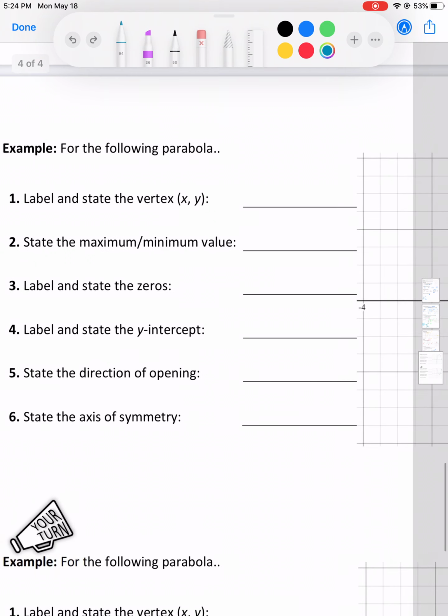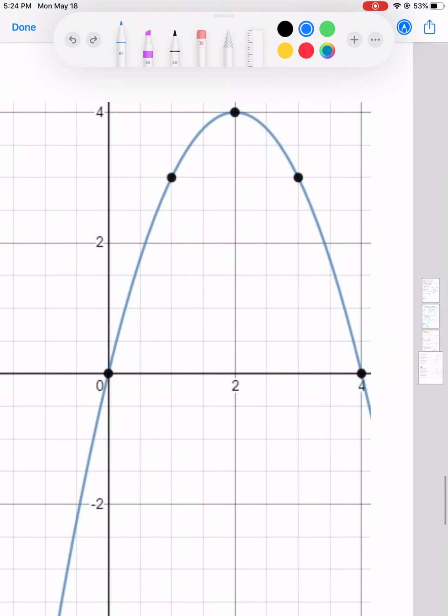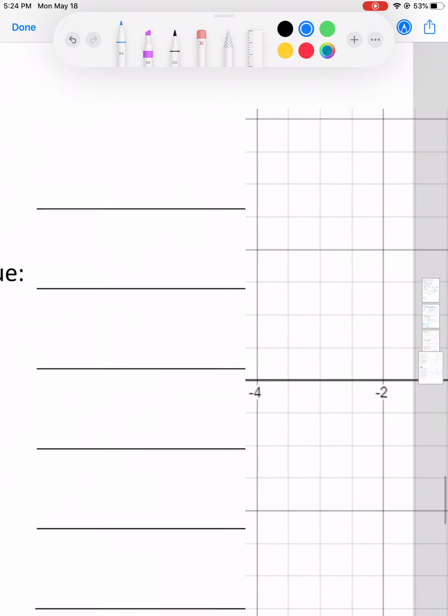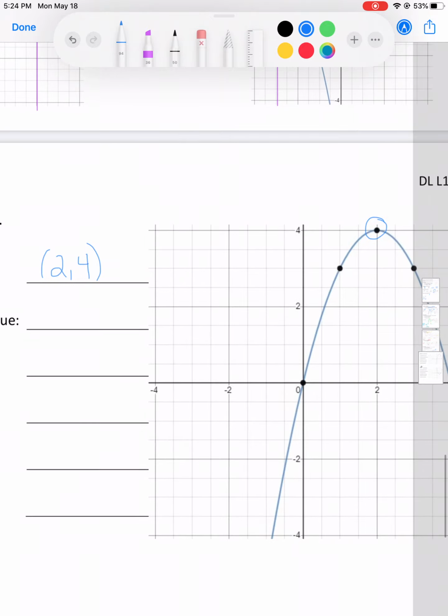So, label and state the vertex x, y. Vertex is this point right here. So it's 2, 4. Because that is my vertex right there.